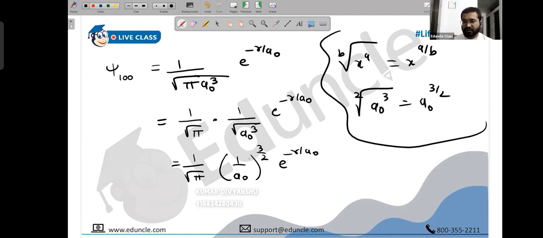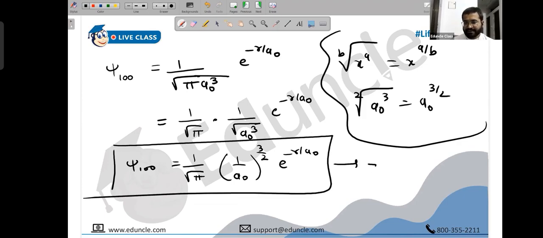1 raised to anything is 1, so don't worry about it. 1 raised to anything is always 1 anyway. Now the thing is, this is only for hydrogen atom. That's what I've been telling all the time. This is only for hydrogen.